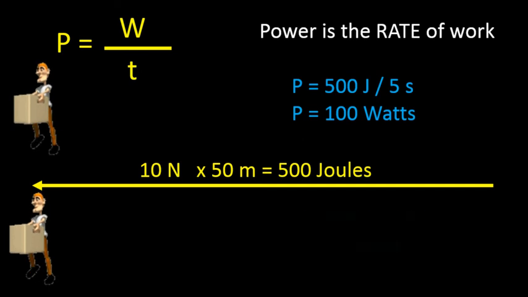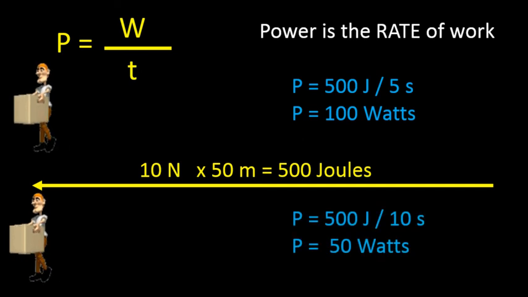The man at the bottom did, again, the same amount of work, 500 joules, but did it in 10 seconds. So in the formula, it would be 500 joules divided by 10 seconds, and we end up with a value of 50 watts for the amount of power.